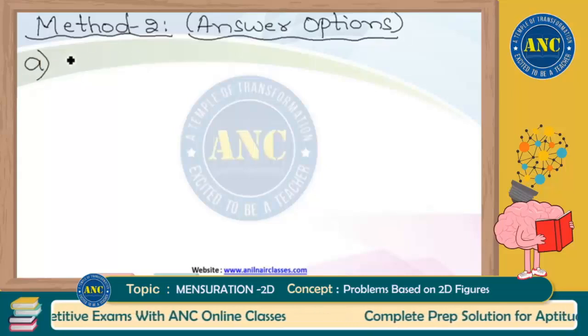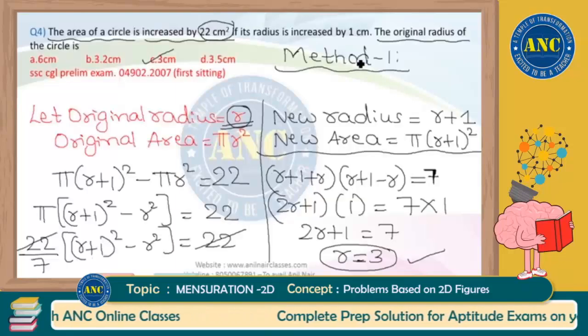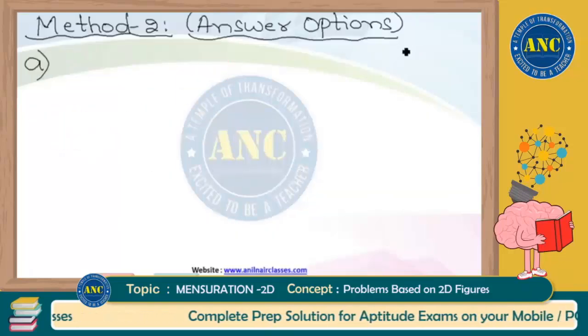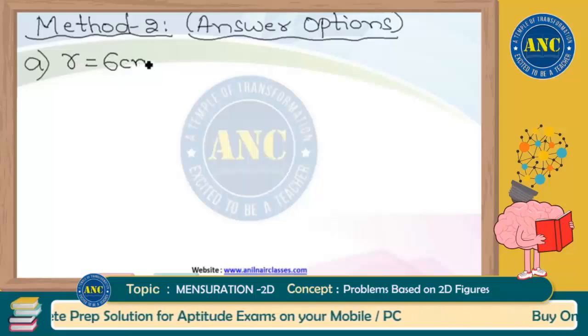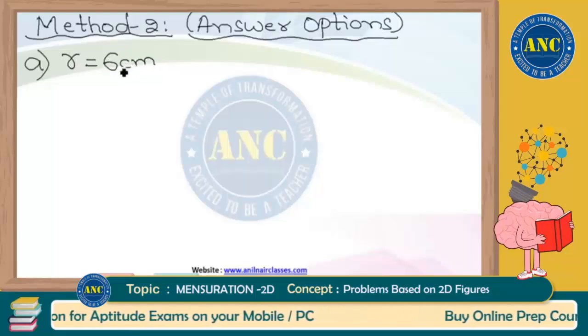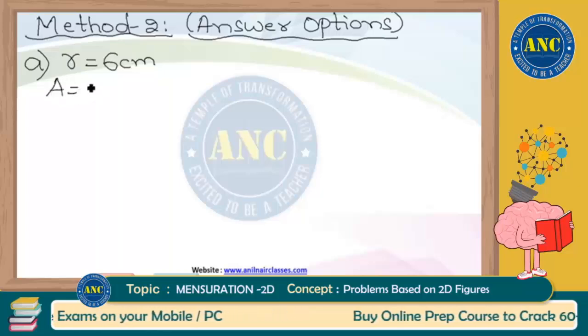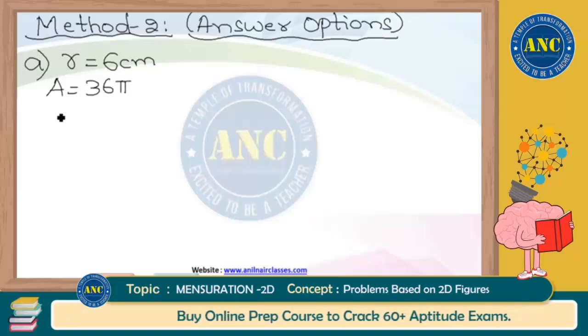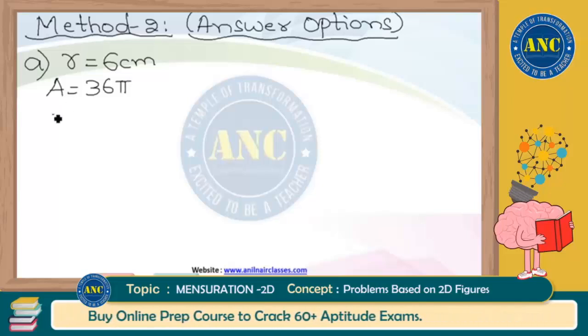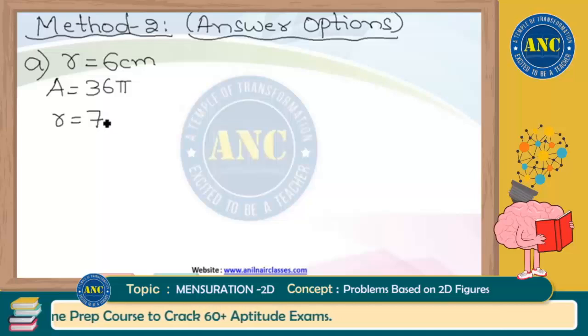Now first option is, first of all, what is the question? Find the original radius. Original radius is r. First option given in the question is 6 centimeter. Now if r is 6, A will become pi r square, 6 square into pi, 36 pi. That means next radius is increased by 1 centimeter. R becomes 7. Now A becomes 49 pi.